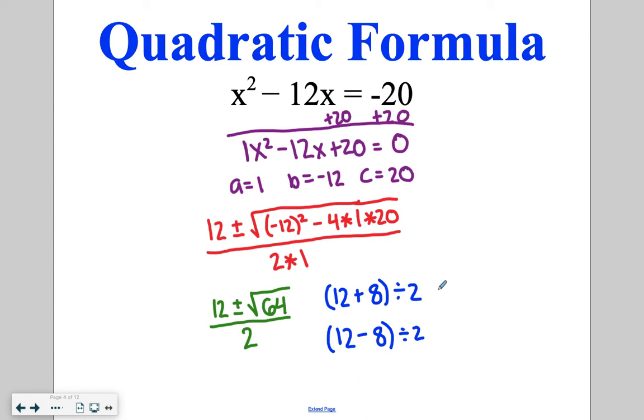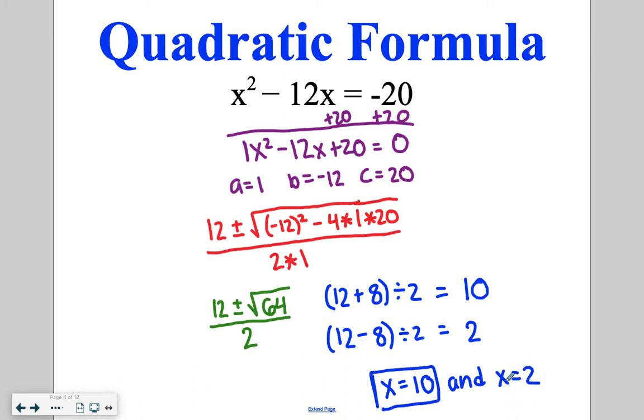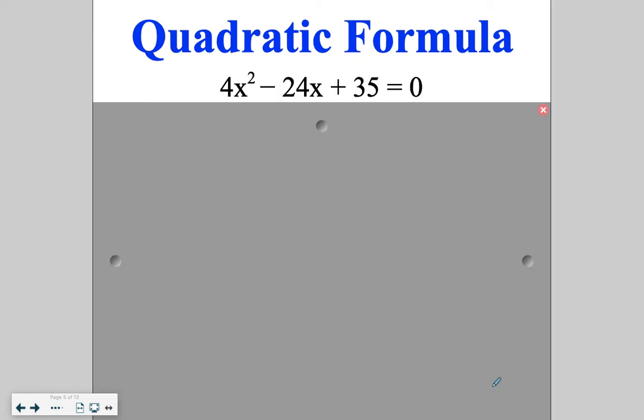When I do 12 plus 8 divided by 2, I end up with an answer of 10. And when I do 12 minus 8 divided by 2, I end up with an answer of 2. So that means my x answers are 10, and we also have that x is equal to 2. So those are our two solutions for this particular quadratic equation. Go ahead and try this one on your own.